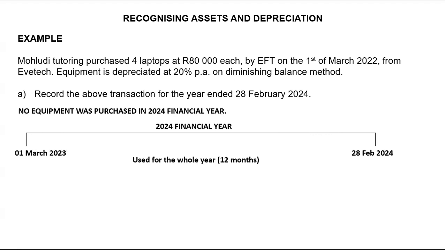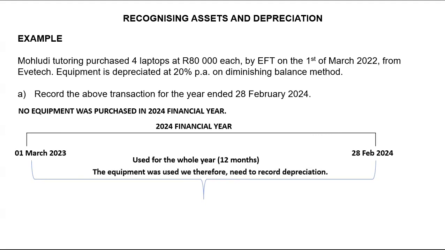So you will know that on the 1st of March, we had accumulated depreciation. So this equipment was used for the entire financial year. So we need to record or calculate depreciation for the entire financial year. The cost of this equipment will be 320. Accumulated depreciation at the beginning of the year will be 64,000. Carrying value at the beginning of the year will be 256,000. Remember, all of this is from last year.